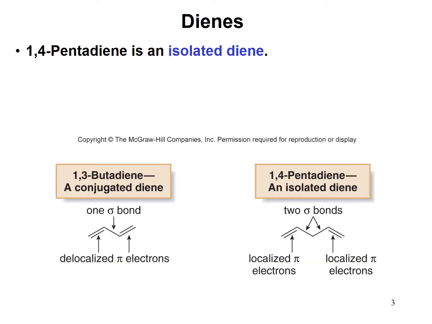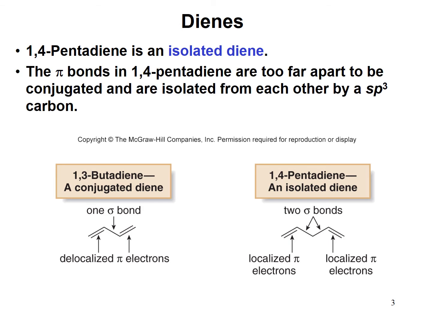We can have dienes of two types. We can have isolated dienes, such as 1,4-pentadiene. It's isolated. That means that the pi bonds in the 1,4-pentadiene are too far apart to be conjugated and are isolated from each other by an sp3 carbon atom.